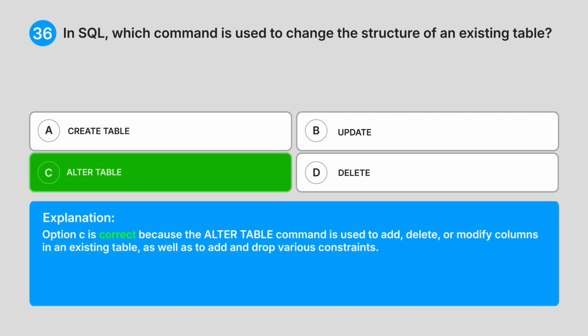Explanation. Option C is correct because the alter table command is used to add, delete, or modify columns in an existing table, as well as to add and drop various constraints.